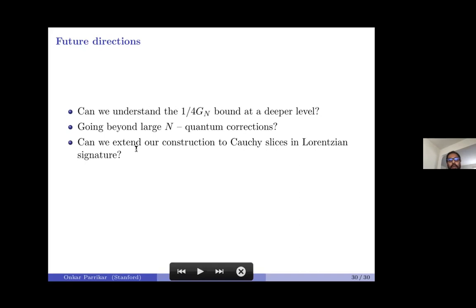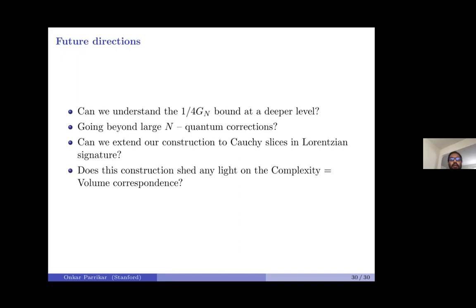Can we extend our construction to Cauchy slices in Lorentzian signature? So much of what I said in this talk was all about Euclidean signature, but it's an equally interesting question to assign tensor network interpretations to slices in the Lorentzian signature. And finally, if that works, then can this construction shed some light on the complexity equals volume correspondence? Since this gives some roadmap towards a tensor network construction, one could hope that that leads to some progress on the complexity equals volume or action conjectures. Okay, so I'll stop there. Thank you.